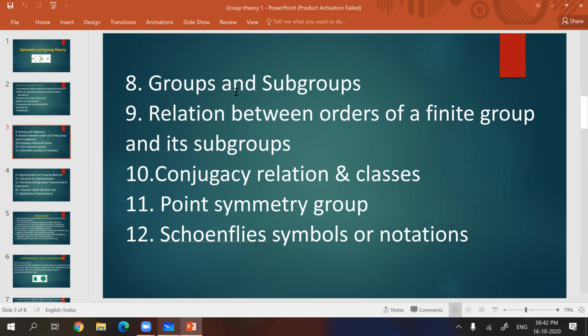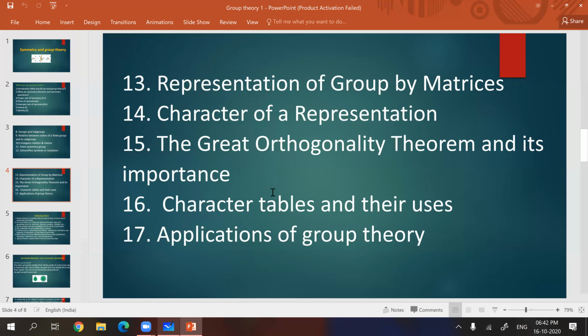After the symmetry elements and symmetry operations, we are going to discuss the groups and subgroups, the relation between a finite group and its subgroups, congruency theorem, relations and classes. Then finally, we need to assign a point group for each molecule, different types of molecules. Then we have to know about Schoenflies symbols and their notations. Then followed by representation of a group by matrix, character of representation, great orthogonality theorem and its importance, character tables and their uses, and finally applications of group theory.